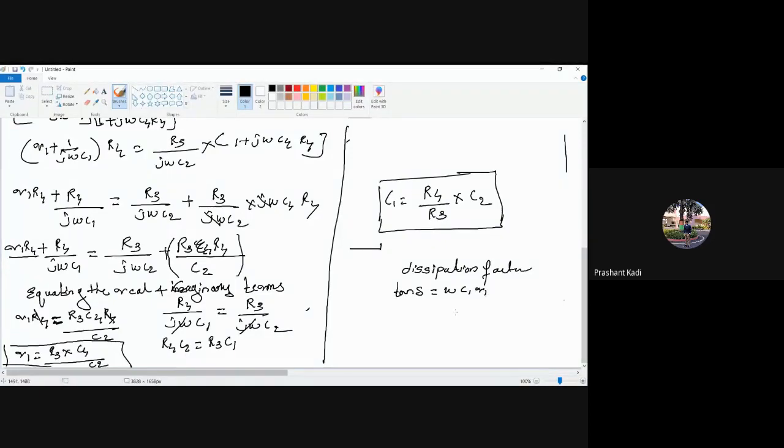Omega C1 into R1. We know omega and C1, so let us substitute the values of C1 and R1 that we just calculated. C1 is R4 C2 divided by R3, and R1 is R3 C4 by C2. So C2 will get cancelled, R3 and R3 will get cancelled. So the dissipation factor tan delta equals omega R4 C4. Just remember this equation: tan delta will always be omega C1 into R1.